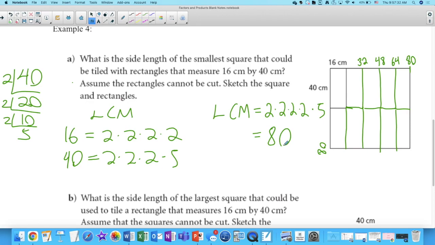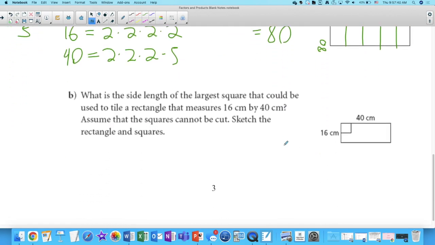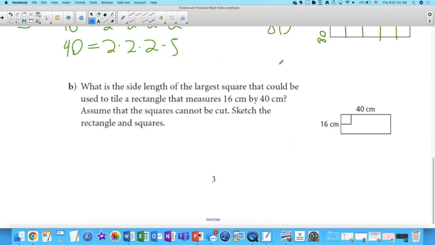No? All right. Now let's look at the sort of reverse type of question. What is the side length of the largest square that could be used to tile a rectangle that measures 16 by 40? So right now what we're doing is we're not using tiles and laying down copies of them. We've got this set rectangle, and we want to put squares, where the length and the width are the same, into this rectangle. We want to know what's the biggest square that we could use.